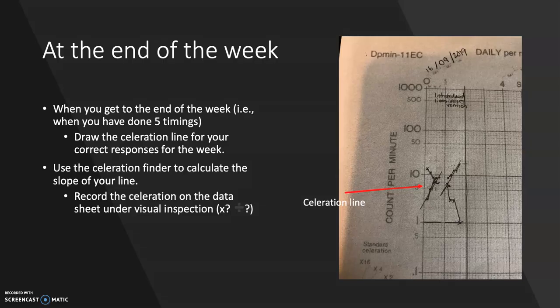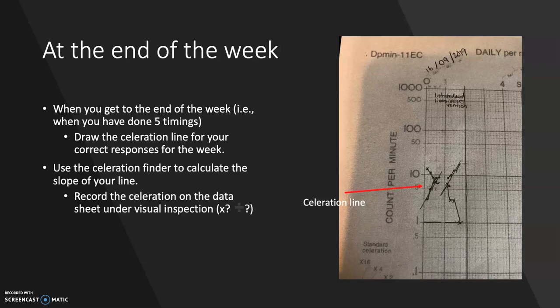When you get to the end of the week, you want to draw the acceleration line for the frequency of correct data for the week. This is a line of best fit, meaning it is an approximation. However, you should try to have equal dots above and below the line. Then use the acceleration finder to calculate the slope of your line. That is the tool that you are putting on a transparency.